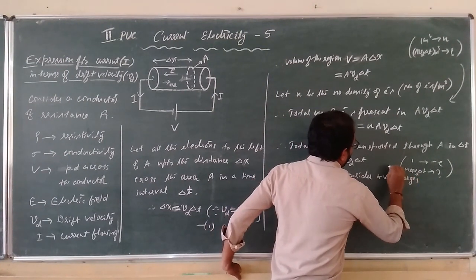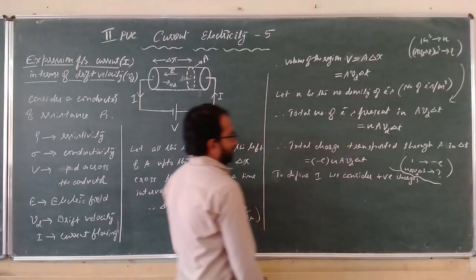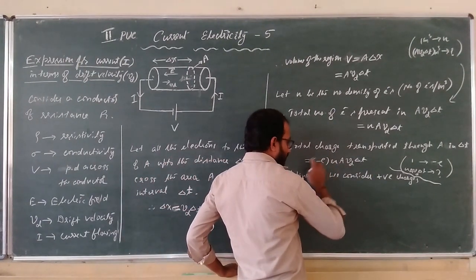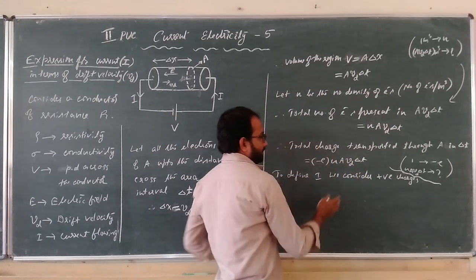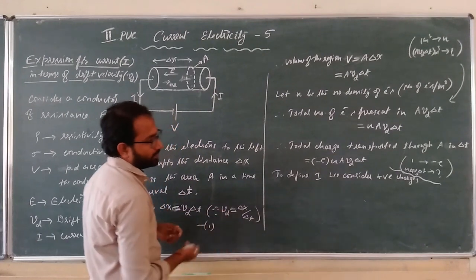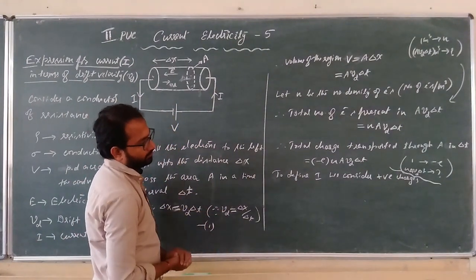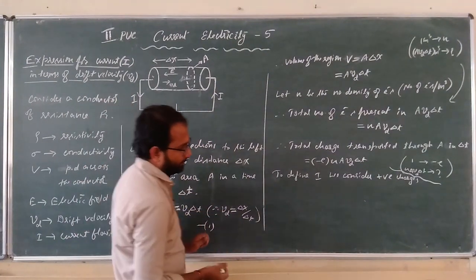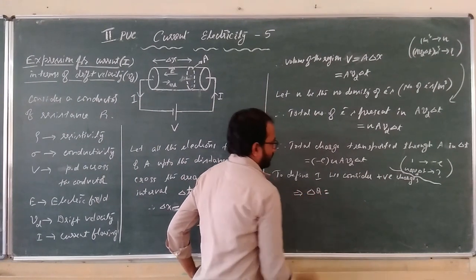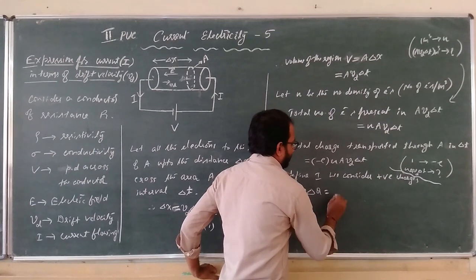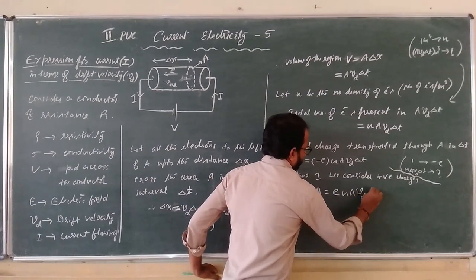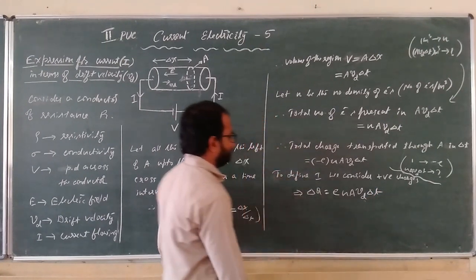Apparently, this amount of positive charge is flowing in a direction opposite to the direction of electron movement. So therefore, delta Q is equal to, this will be plus now, e n A v_d delta t.